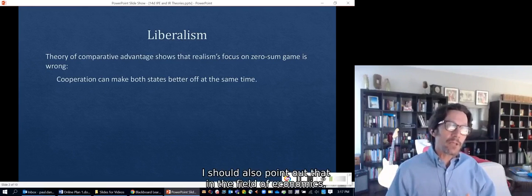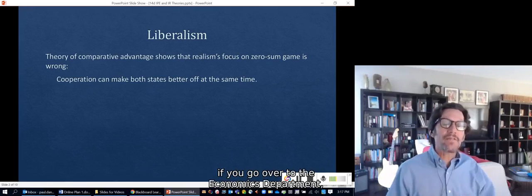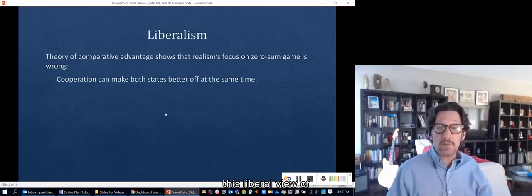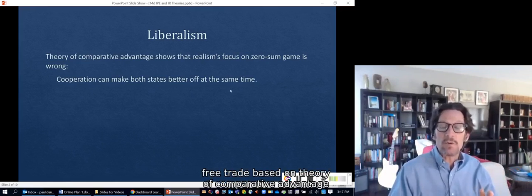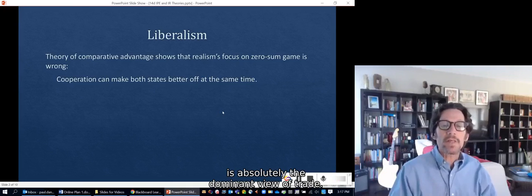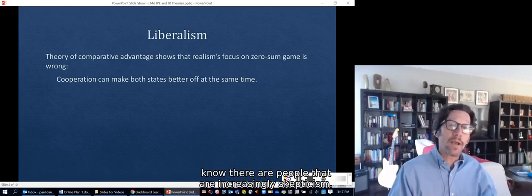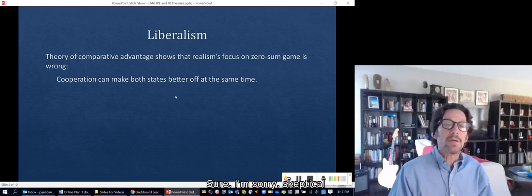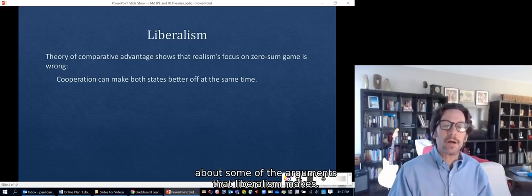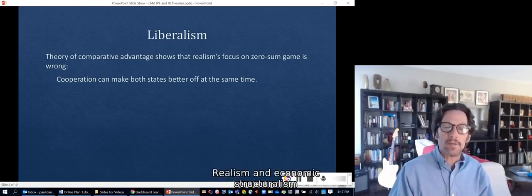I should also point out that in the field of economics, if you go over to the economics department, this liberal view of free trade based on the theory of comparative advantage is absolutely the dominant view of trade, certainly in the United States, and I would say in most of the West, though there are people that are increasingly skeptical about some of the arguments that liberalism makes.